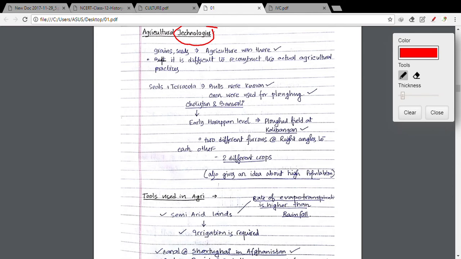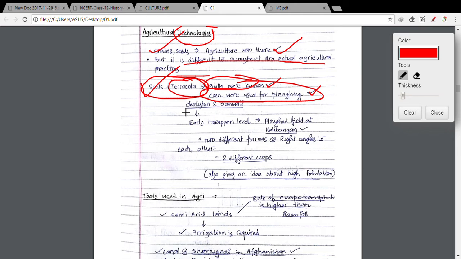Okay, so grains and seeds prove that agriculture was there, but it is difficult to reconstruct the agricultural practices. Seals and terracotta, terracotta meaning burnt earthen remains, show figures of bulls, so bulls were known. Oxen were used for plowing, and these are found in some sites. At Cholistan and Banwali, these were early Harappan levels. The plowed field at Kalibangan shows two different furrows at right angles to each other.